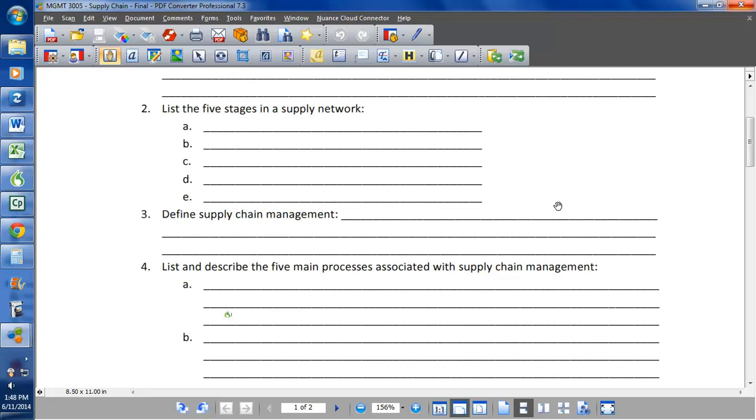Define supply chain management. So in the first one we talked about what is the supply chain itself, right? Question number 3, I want to know what is supply chain management then, right? And so I would define it this way. It's the wise management of the transfer of goods and payment between different stages of the supply chain to increase overall profitability. Right? Okay.